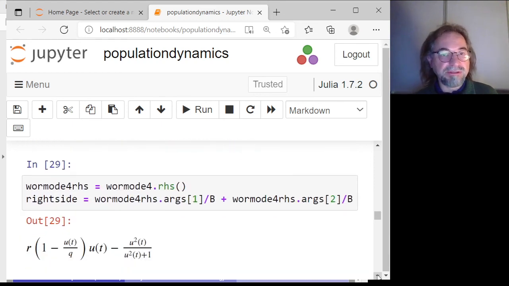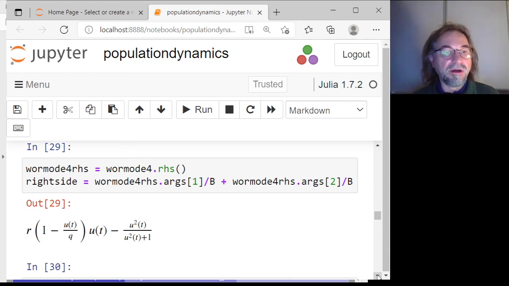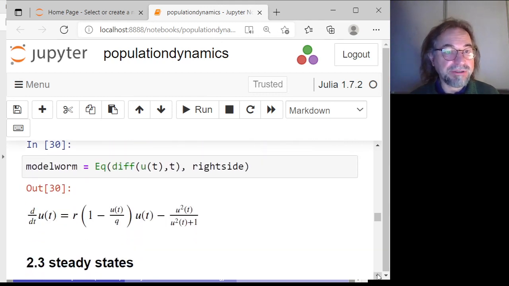I still need to do the division by b. I need to divide the arguments specifically, and that gives me the new non-dimensional right hand side, with the new terms for r and q. So we reduce the parameters from 4 parameters to 2 parameters. This is where symbolic computation was extremely handy.